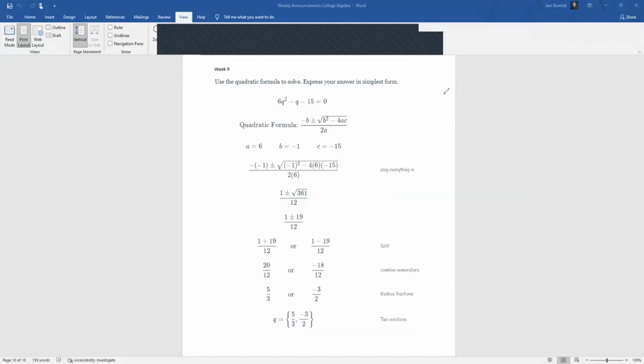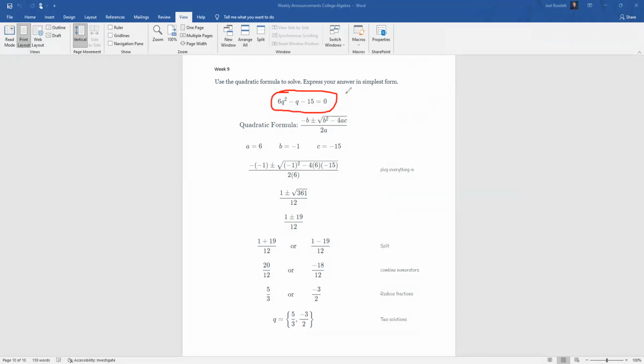Okay, this week's tutorial, week 9 tutorial, is on the quadratic formula. We use the quadratic formula to find the solutions of equations that are perhaps not easy to factor. If you look at 6q squared minus q minus 15 is equal to 0, you might notice fairly quickly that we are not going to be able to factor this in such a way that we have integer solutions.